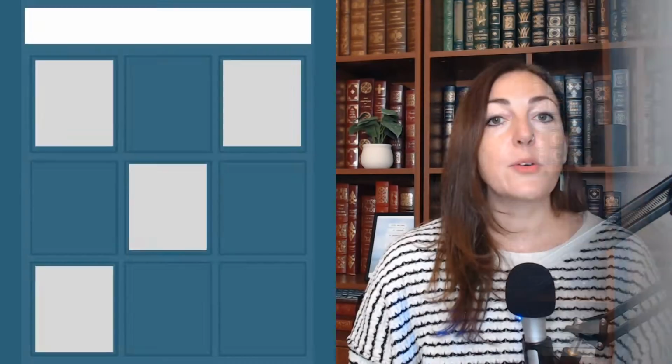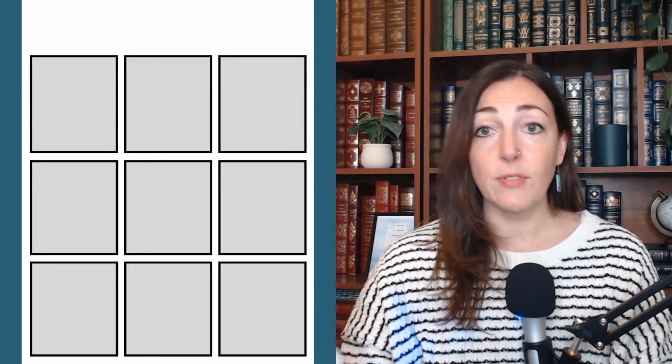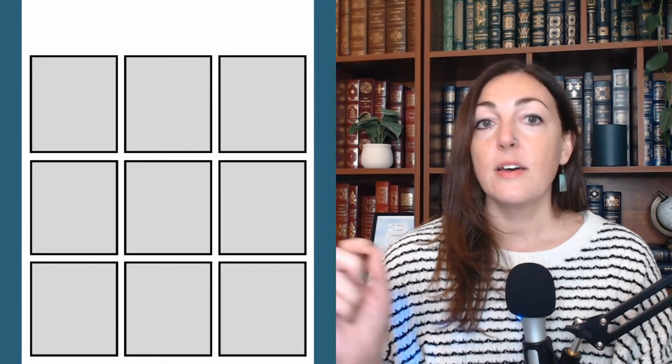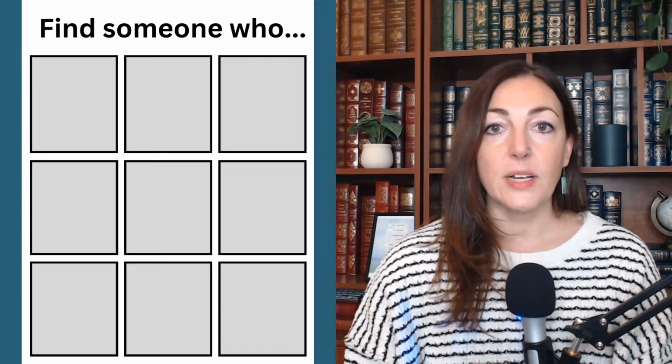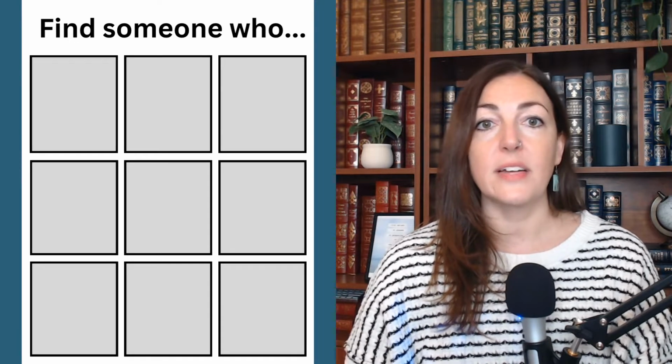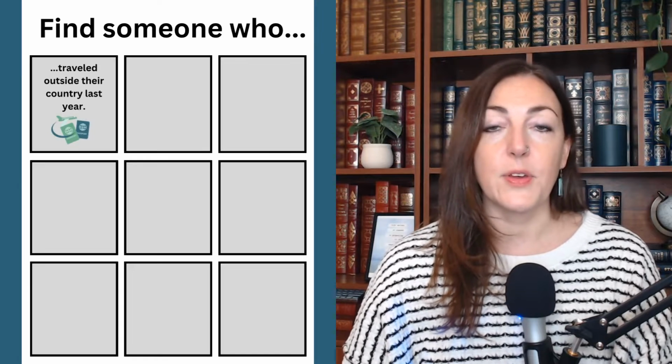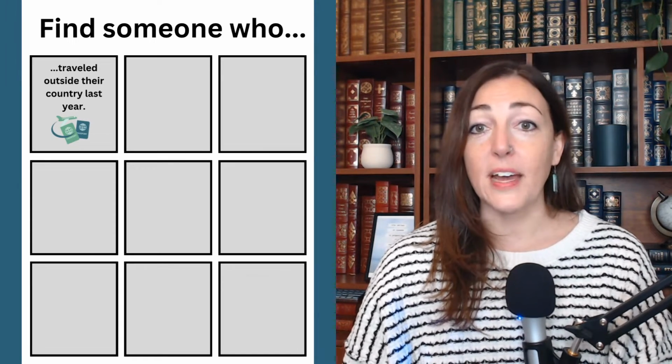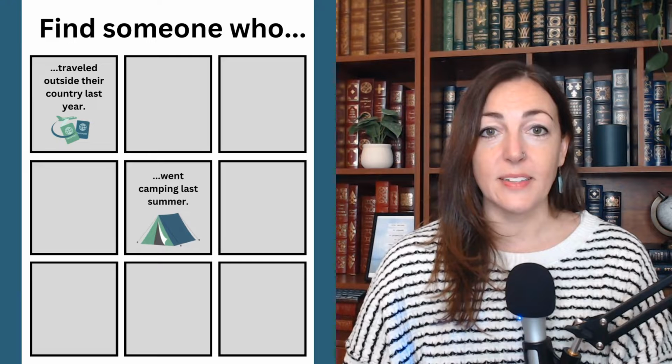So, for example, if your students haven't studied the present perfect yet, in which case my have you ever grammar questions would probably be a little bit too advanced for them, then you could easily change the heading from have you ever on the bingo card to simply find someone who, and then the questions or statements could be in the simple past. So for example, find someone who traveled outside of their country last year, or find someone who went camping this past summer.